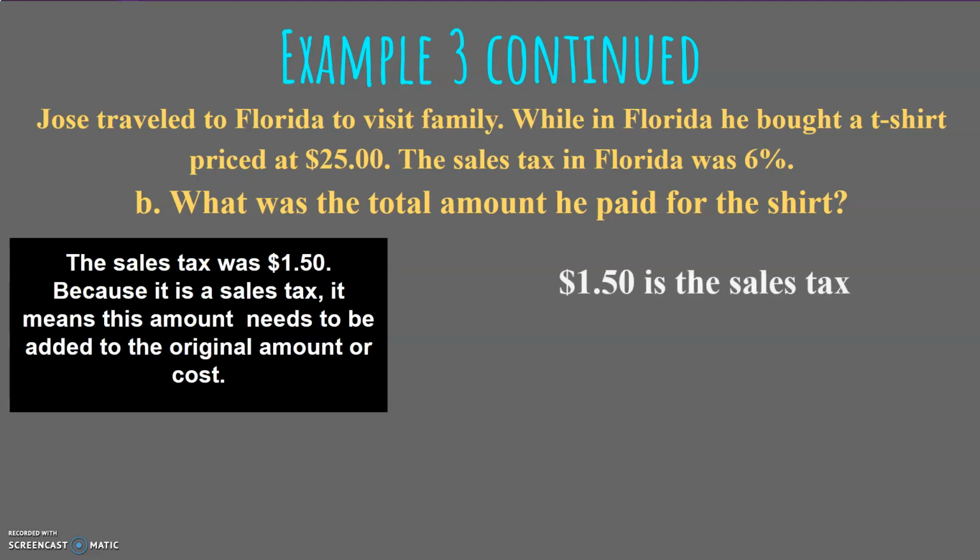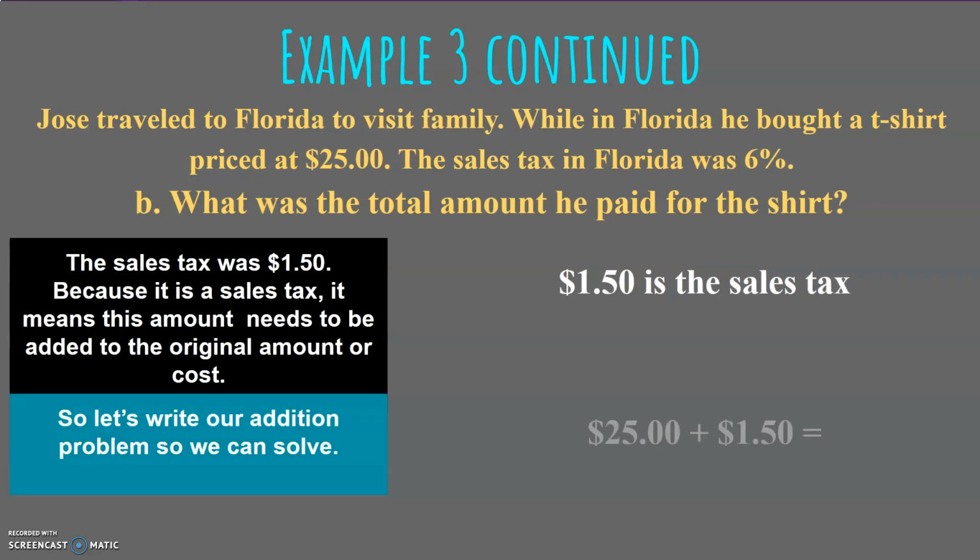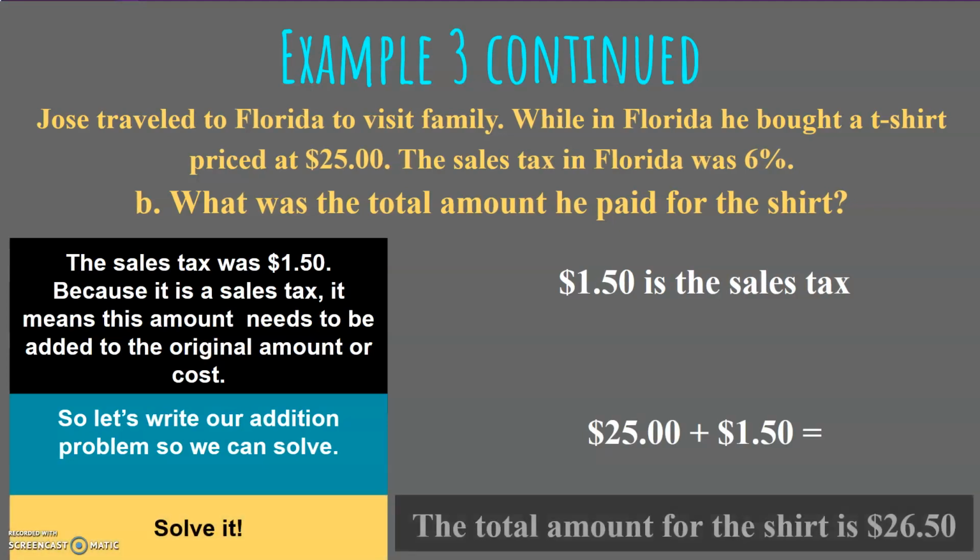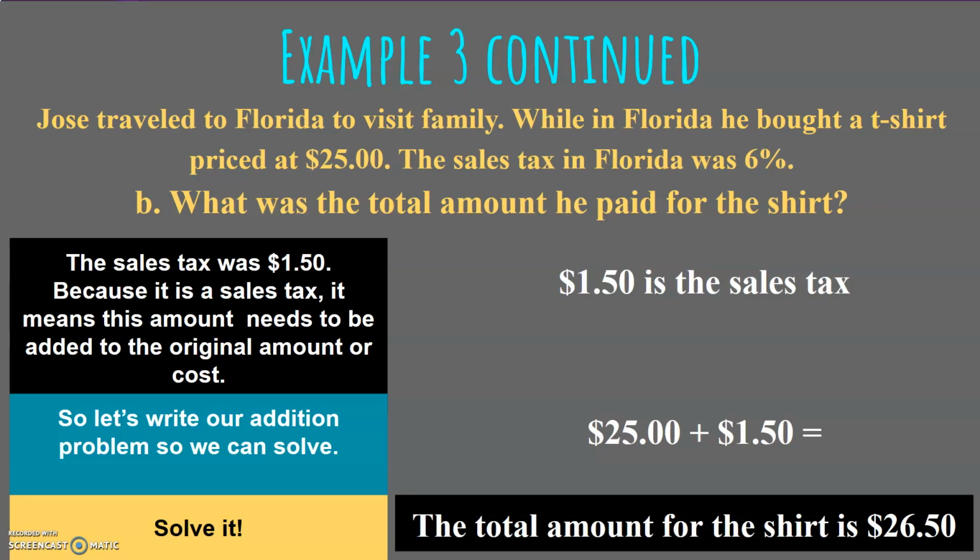So we're going to add $25 plus $1.50, and we end up with $26.50 as the total price for the shirt, including the original price and the sales tax.